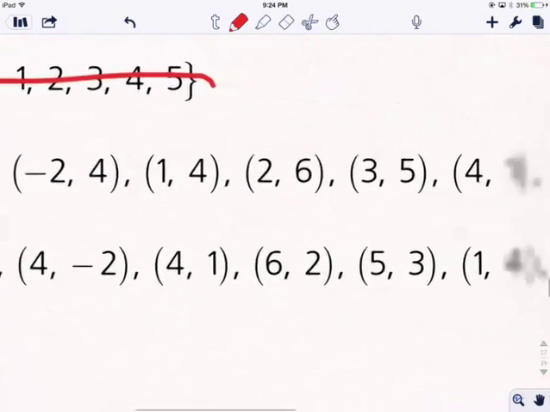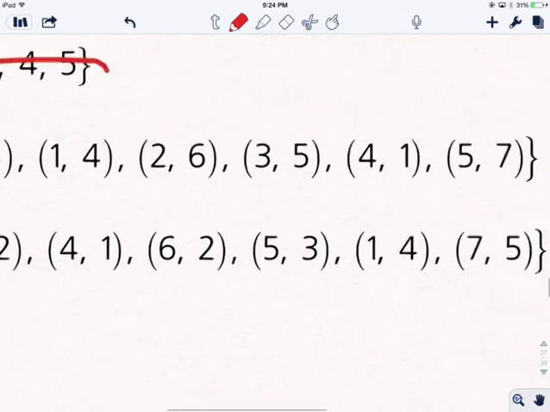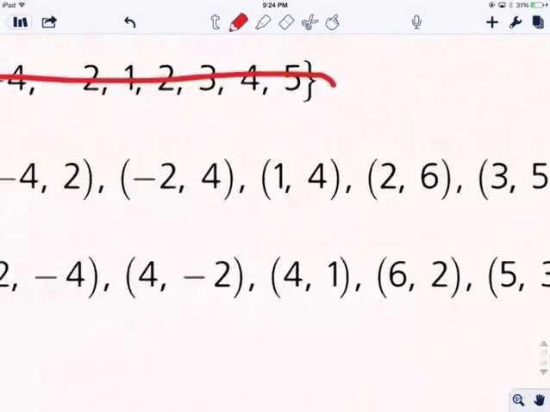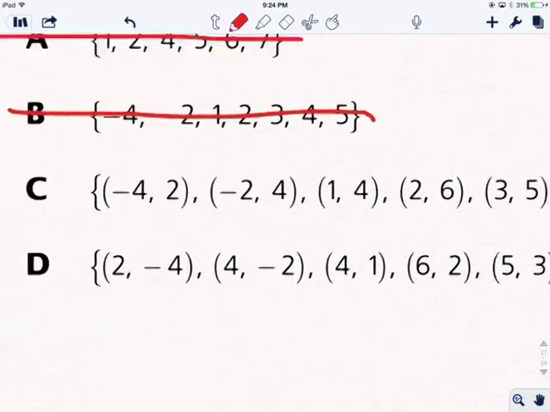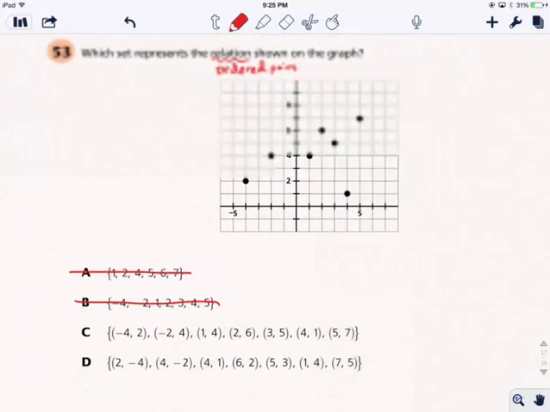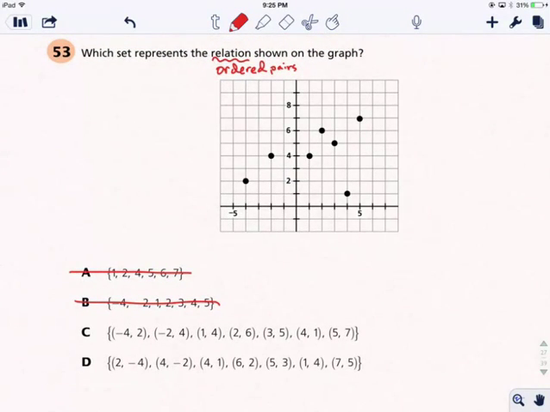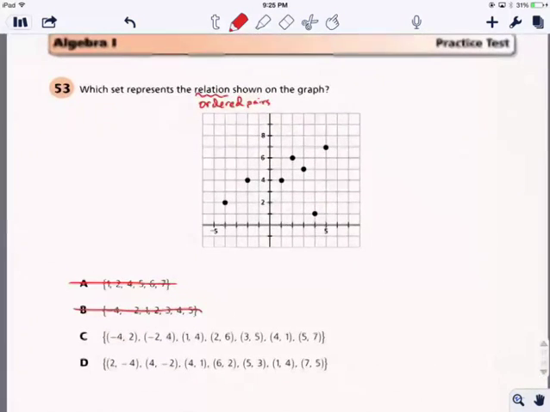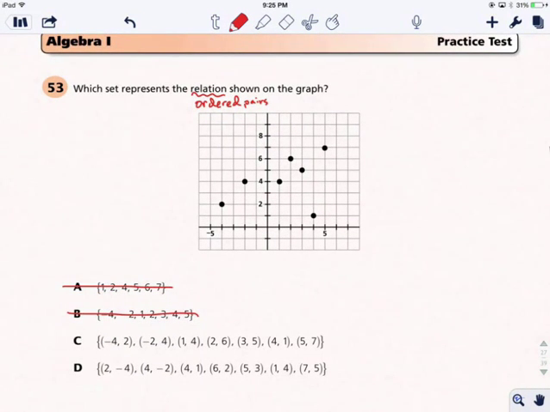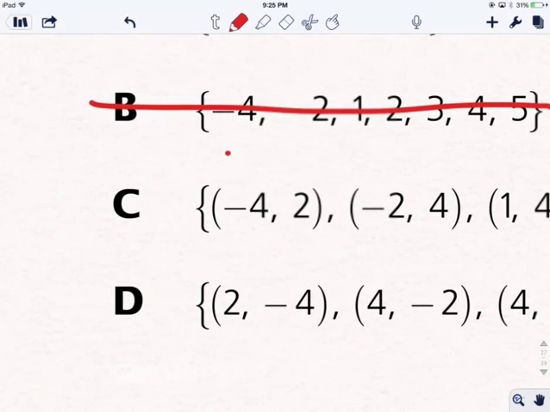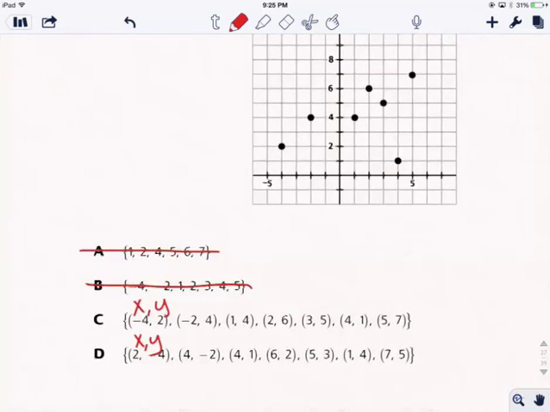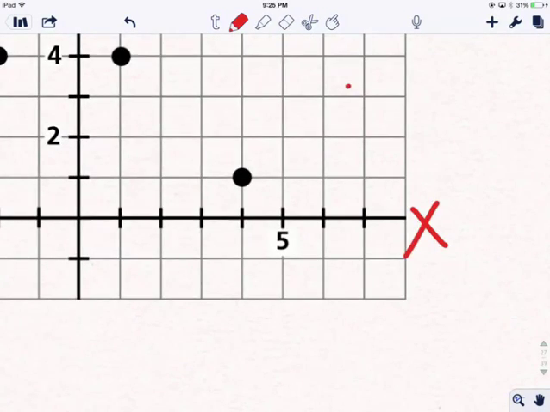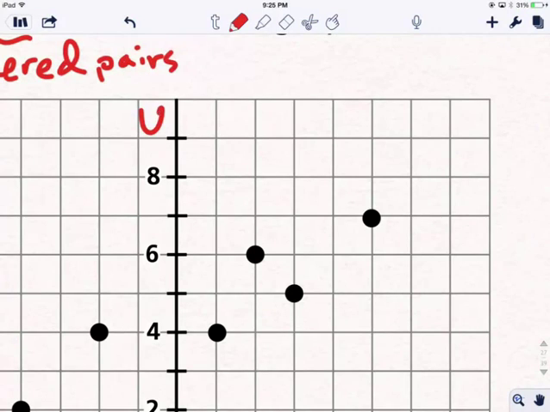Now look at C and D. What do you notice is similar and different about C and D? Well, the x and the y values are switched. So basically this question is just testing you on whether you know that a relation is a set of ordered pairs and whether you know how to read your x and y values. You're in Algebra 1. You've been doing this for a long time. You should know that the x value comes first and then the y value, x and then y, right? X is over here and then y is over here.